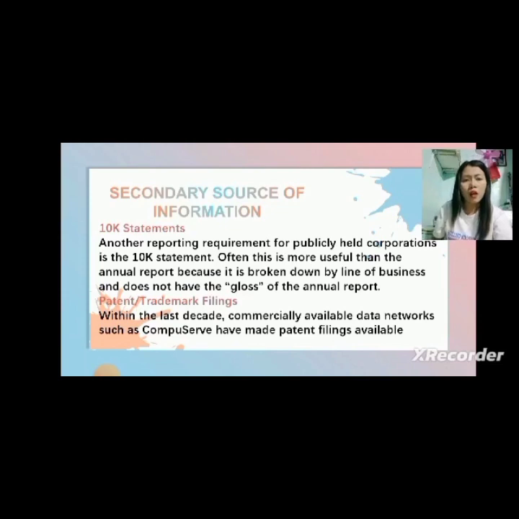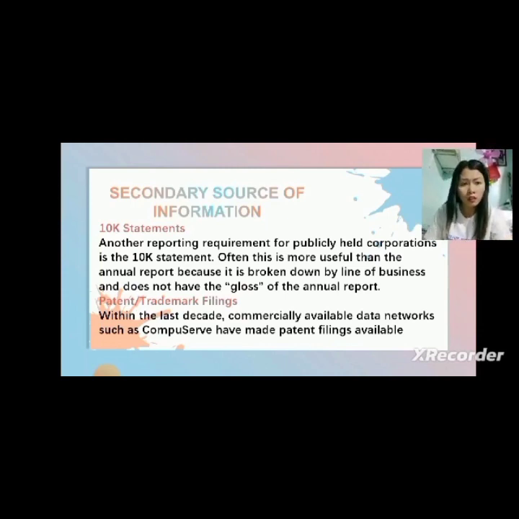10K statement. Another reporting requirement for publicly held corporations is the 10K statement. Often this is more useful than the annual report because it is broken down by line of business and does not have the gloss of the annual report. Annual report, 10K statement, example: corporate history, financial statement. And next, patent or trademark filings.